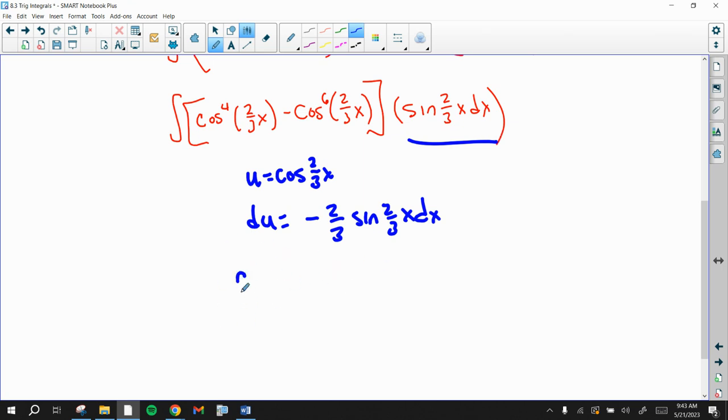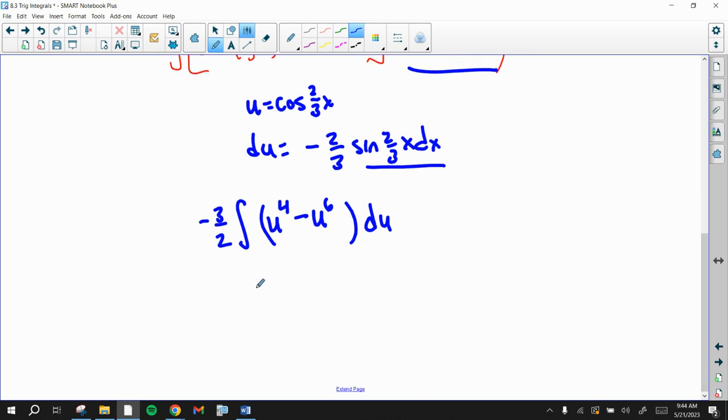So my cosines are now all u's. My sine of 2/3 x dx is exactly equal to du times this reciprocal, negative 3/2. And now this is a very, very simple integral, which is the whole point. So this is negative 3/2 times 1/5 u to the 5th minus 1/7 u to the 7th.